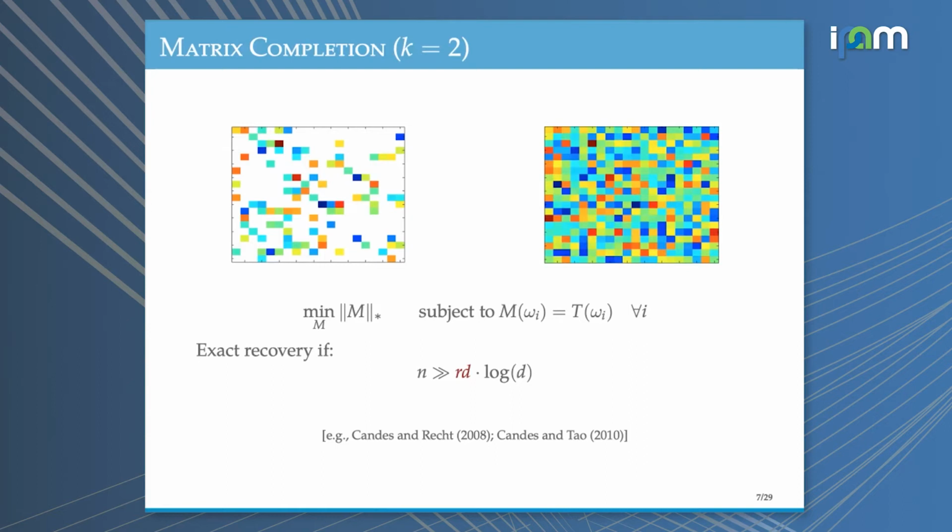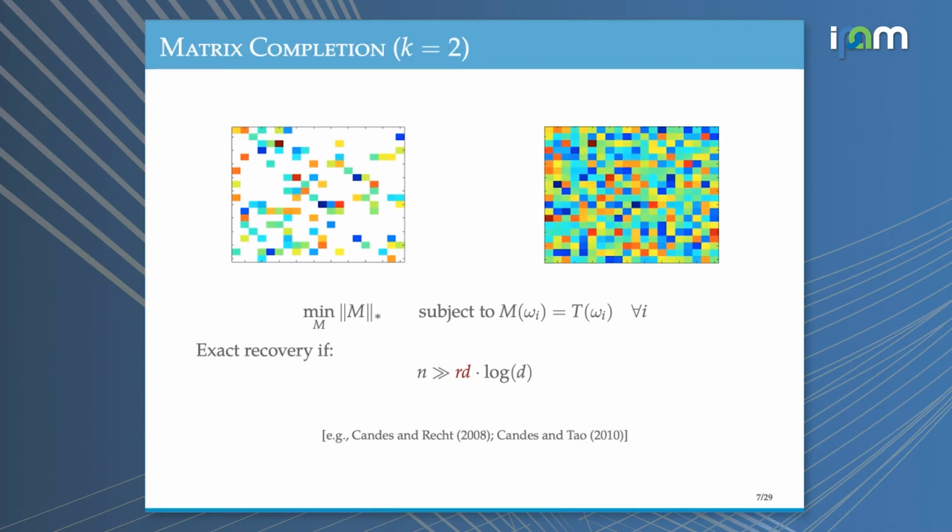So essentially what this says is, you give me a matrix which is rank R, its degrees of freedom is R multiplied by D. So I only need to have an extra factor of log D before I can use a convex optimization problem to efficiently recover the original matrix from just partial observations. So this is what we know for matrices.